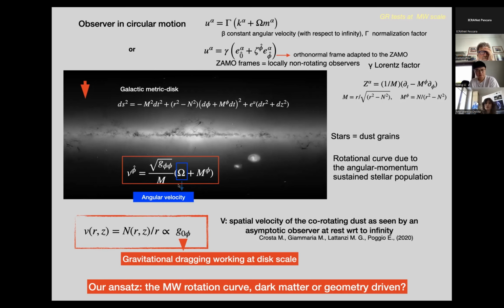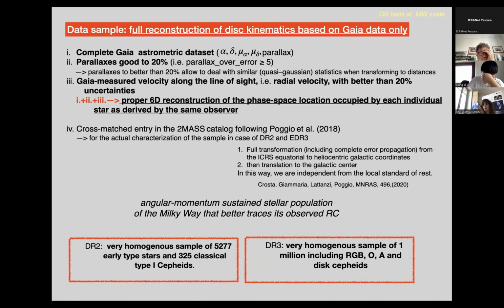Of course, if we consider a co-rotating dust with respect to ZAMO, it turns out that the spatial velocity is related to this n term that was solved by Balasin and Grumiller, which is in some way proportional to the off-diagonal term of the metric. So this is a clue that some gravitational dragging is working at disk scale. So our ansatz was: the Milky Way rotation curve is driven by dark matter or geometry. This was the question that we tried to answer with the DR2 data of Gaia.